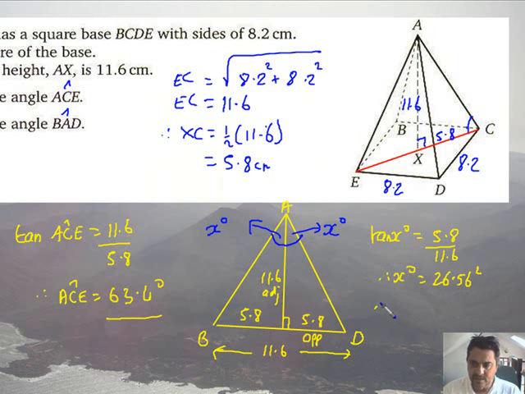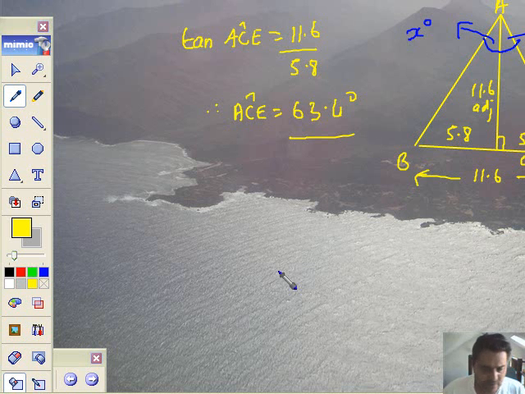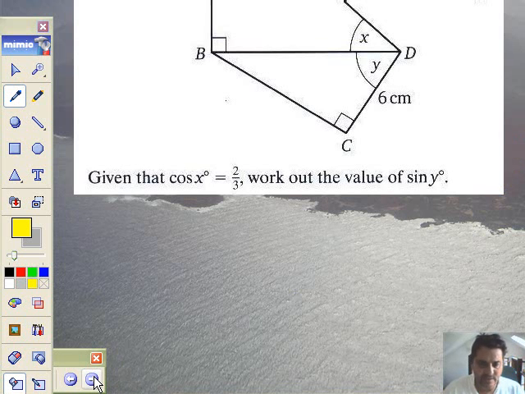26.56 degrees, and therefore angle BAD is going to be 2 of these, 26.56, and that's going to be, I'll get to you in a second, 53.1 degrees, and that's it. I just pause now, just check over my working, and I'll get back to you with some AQA questions. Right, carrying on, I'm going to do some of the AQA questions like I said a second ago.